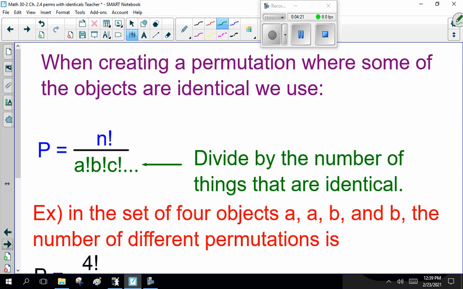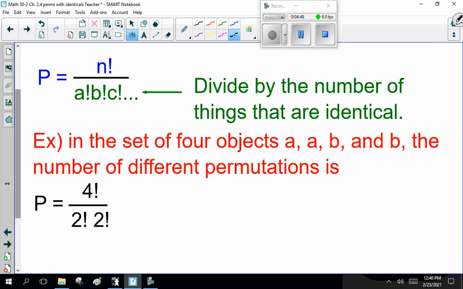Now, the fancy way to talk about this is when creating a permutation where some of the objects are identical, use this formula here. P equals n factorial divided by a factorial, b factorial, c factorial. Divide by the number of things that are identical. So, for example, in the set of 4 objects, A, A, B, B, the number of different permutations is 4 factorial divided by 2 factorial, 2 factorial, because we have a pair of A's and a pair of B's.